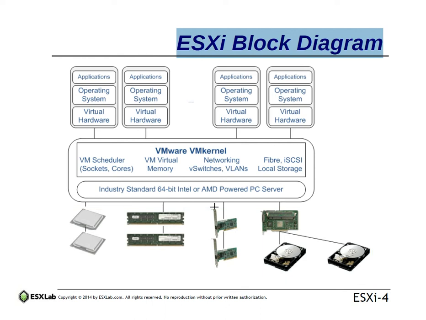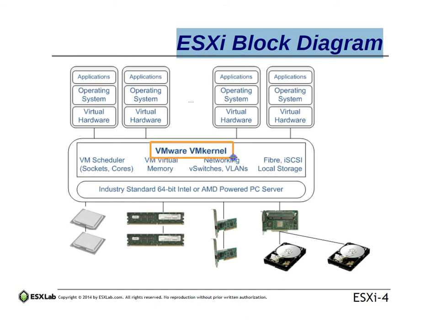Now, ESXi runs on industry standard Intel or AMD powered PC servers. What this means is I go out to my favorite server vendor, whoever that happens to be, could be HP or Dell or Lenovo or Supermicro or any other server vendor. I buy the server configured with the hardware of my choice. Then, once I've installed ESXi on the PC server, I run the ESXi operating system kernel, and the ESXi operating system kernel is called the VM kernel.